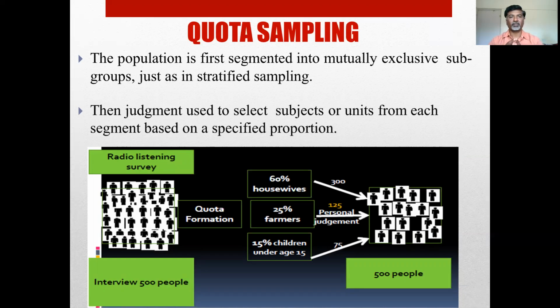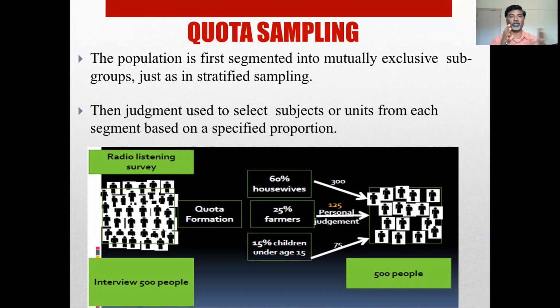If you want to do a survey of radio listeners, and you found that there are 500 people who listen to the radio, then to select some members from that population for your research, you have to divide the total population into a number of strata, like how many members are housewives, how many are farmers, and how many are children whose age is less than 15.